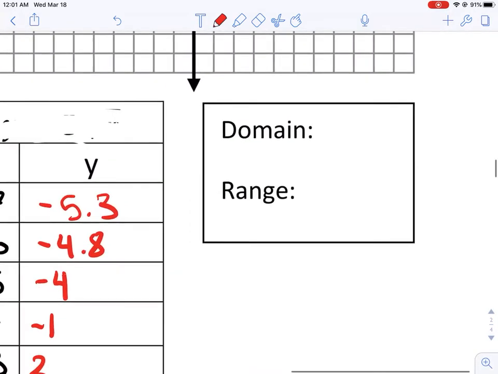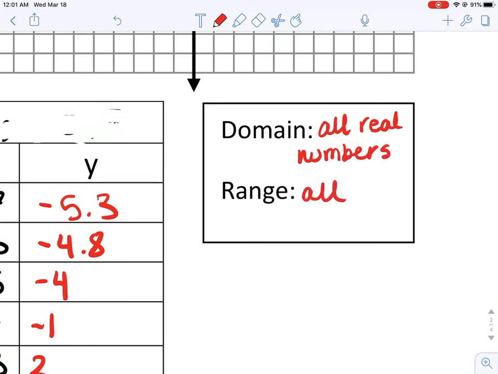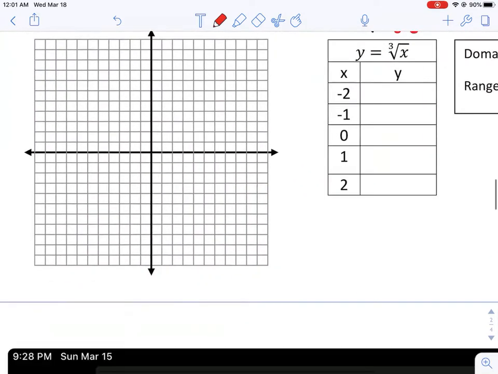Remember, the domain and range are really easy for cube roots, and that doesn't change even with these transformations. Domain: all real numbers. Everything works for cube roots. Range: all real numbers. I know you guys like shortcuts. There is an abbreviation for all real numbers. It's this fancy R. Okay, so if you wanted to put that instead of all real numbers, you could just put that fancy R.